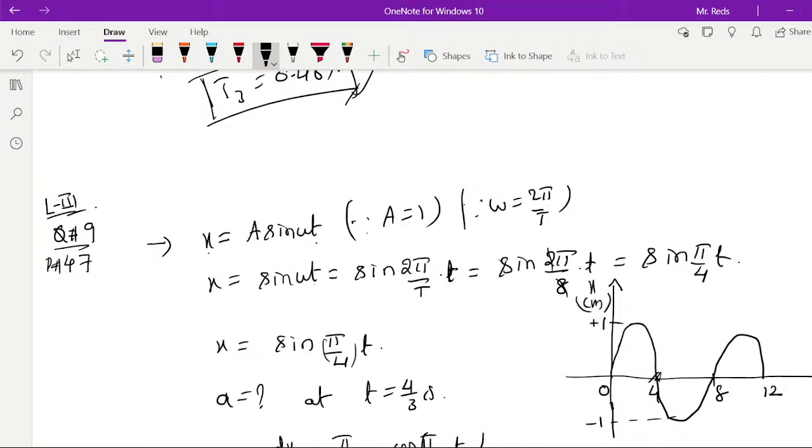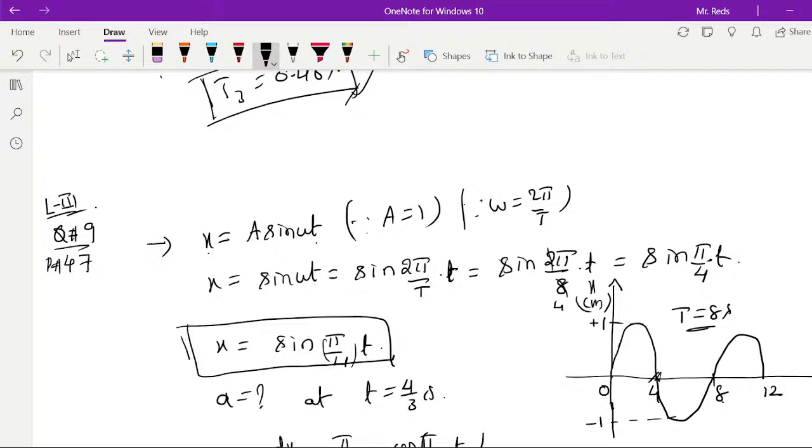From this graph you can understand that the time period is nothing but the time taken to complete one cycle. This is called one cycle. Time taken to complete one cycle is nothing but 8 seconds. This is in seconds. So capital T can be taken from the graph. Capital T is 8 seconds. If you substitute this here and simplify, 2 and 4 can cancel out, so you can write it as pi by 4 into t. So x is equal to sin pi by 4 into t.